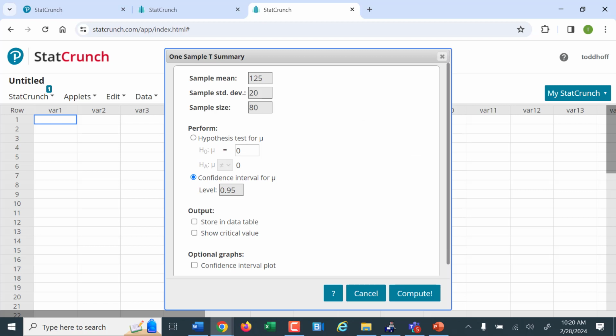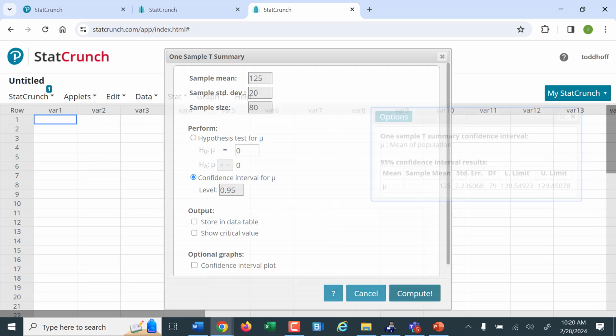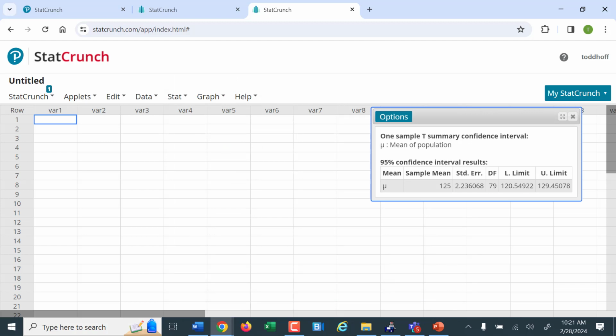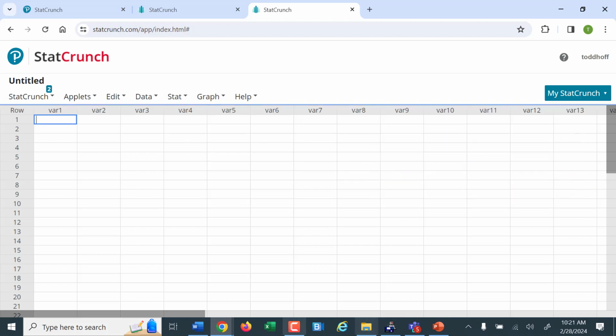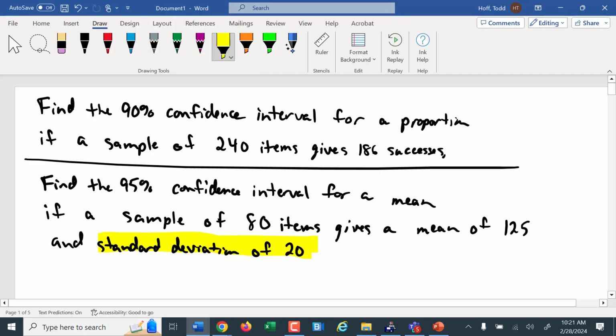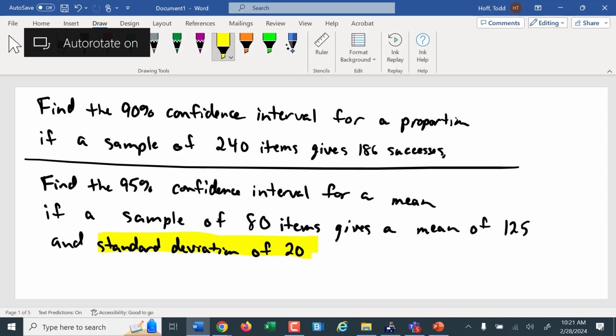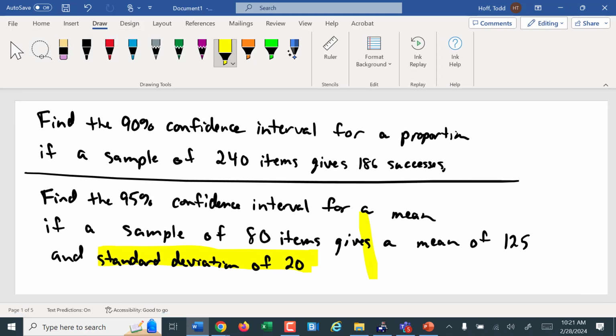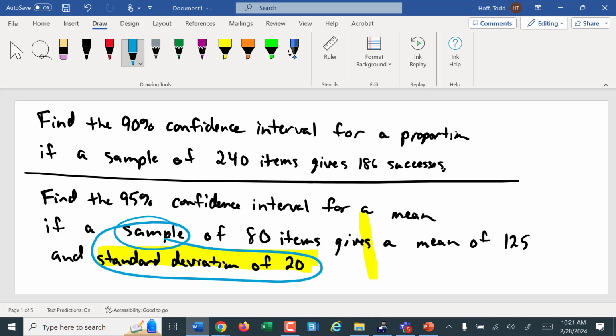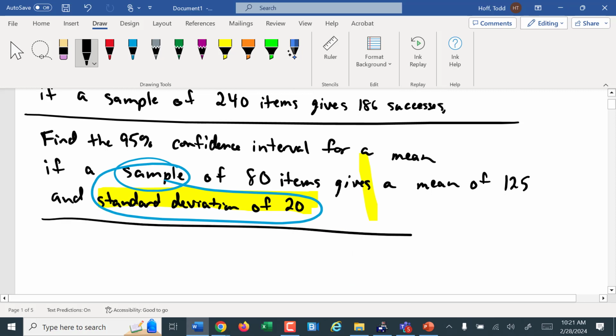We're looking for a confidence interval, and we do want a 95%. So we just go ahead and hit compute. There's the confidence interval. It is a lower limit of 120.55 to an upper limit of 129.45. This is a t-interval because we had the sample standard deviation. If for some reason we are given the population standard deviation, then we can use a z statistic.